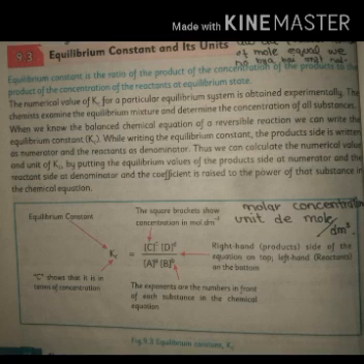So while writing the equilibrium constant, the product side is written as numerator and the reactants as denominator. Thus we can calculate the numerical value and unit of Kc by putting the equilibrium values of the product side at numerator and the reactant side at denominator, and the coefficient is raised to the power of that substance in the chemical reaction. Dear students, now look at here.